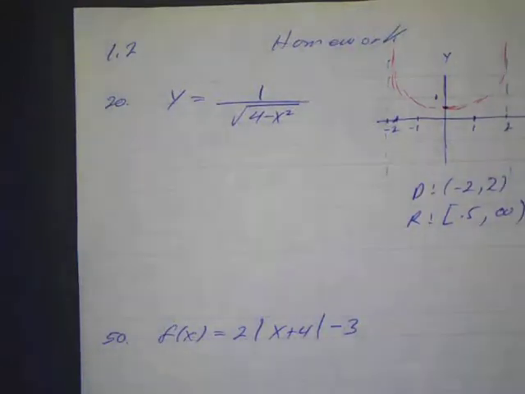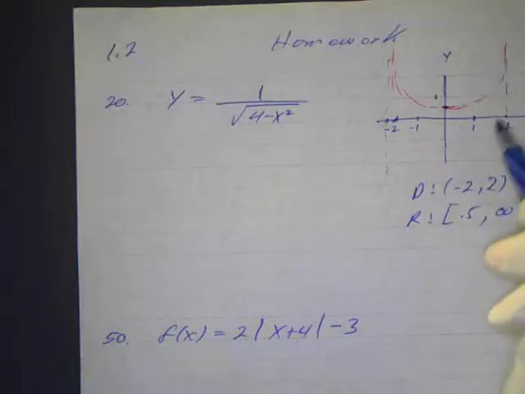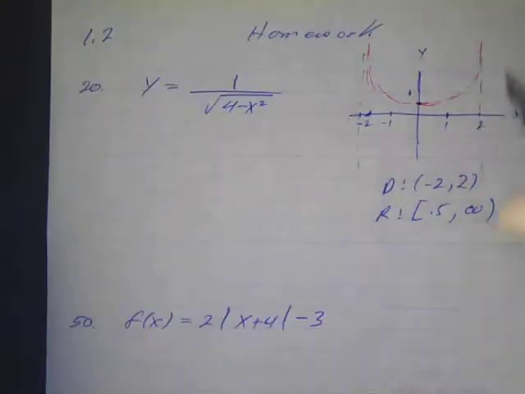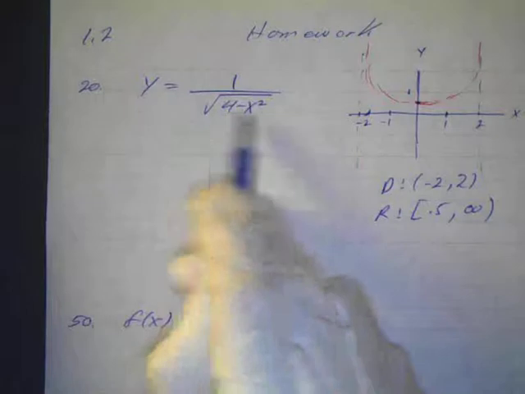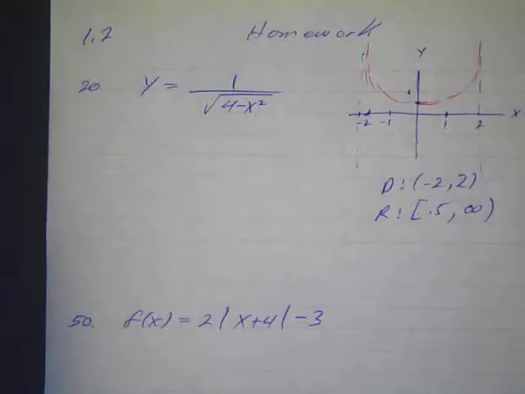Okay? So the calculator kind of helps, but then it's a little misleading, because you might think it just goes up to 4 or something, but it keeps going up because we have asymptotes. So you have to do a little bit of analytical work. All right? Okay, so that's number 20.